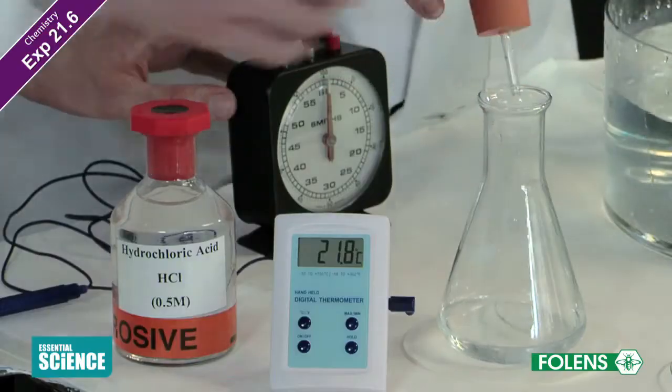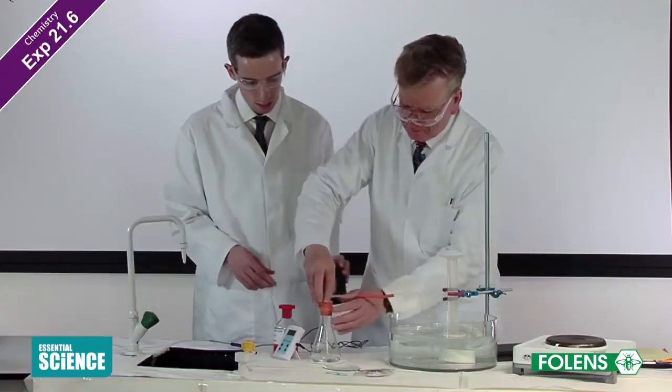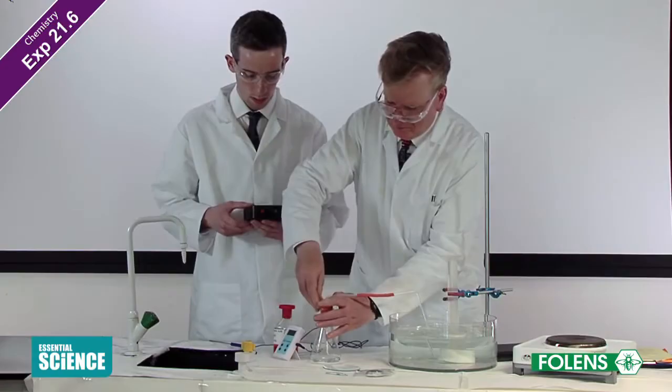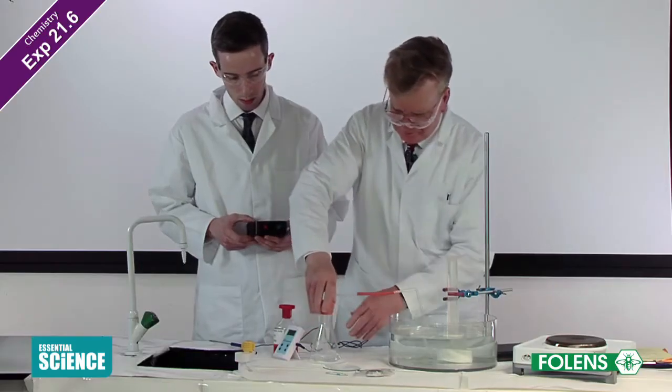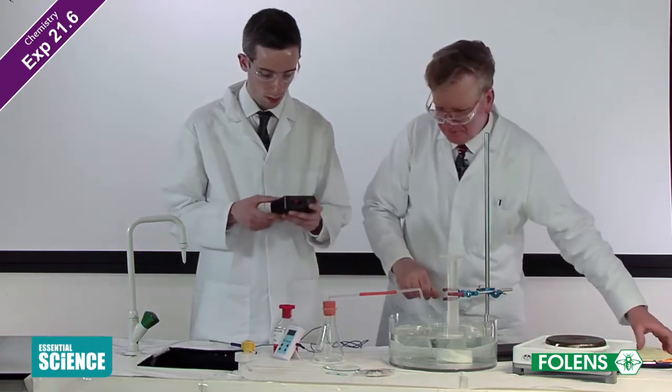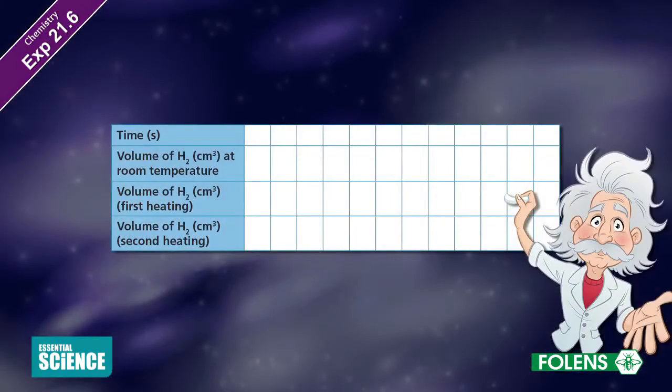Add the magnesium metal to the acid, immediately place the stopper on the flask and immediately start the stop clock. Give the conical flask a brief gentle shake. At regular intervals, for example every 30 seconds, record the volume of hydrogen given off. The volumes of gas given off are recorded in a table similar to that shown on the screen.